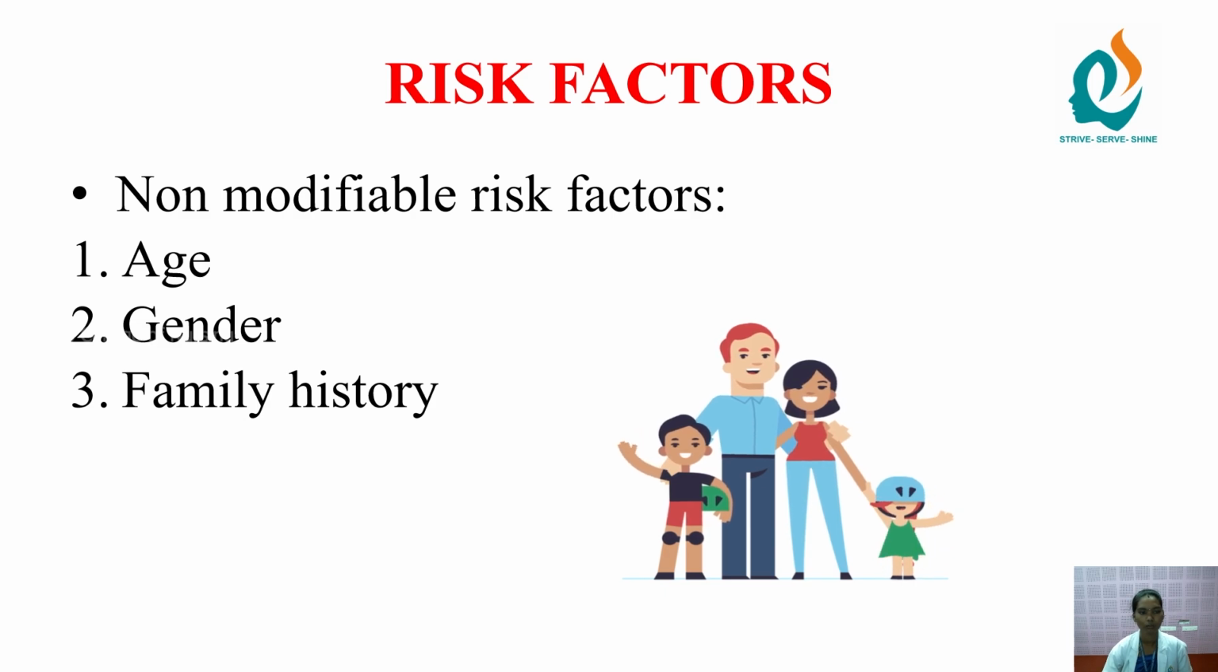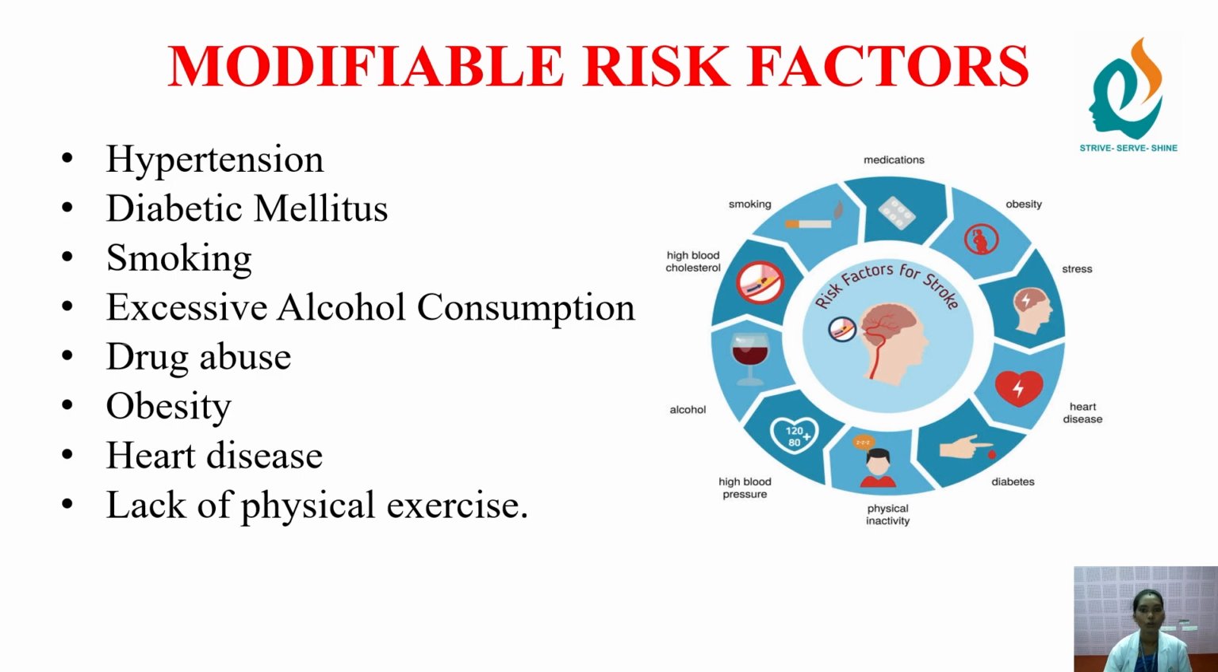Regarding age, people between 60 to 65 are more affected by stroke, and regarding gender, males are more affected than women. And next is the family history of stroke. And next are the modifiable risk factors. Modifiable risk factors are hypertension, diabetes mellitus, smoking, excessive alcohol consumption, drug abuse, obesity, heart disease and lack of physical exercise. These are all the modifiable risk factors.